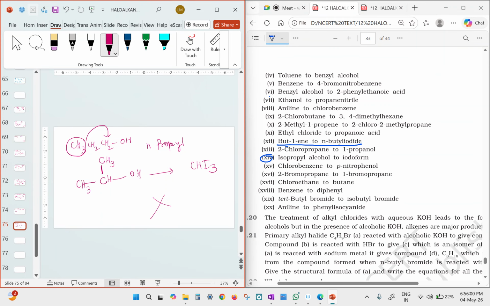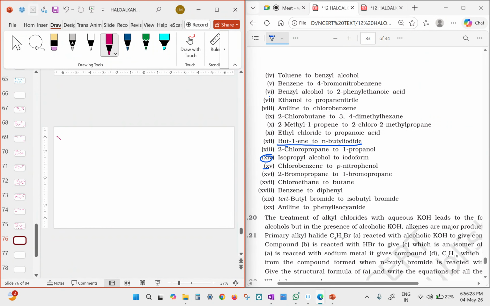I need to convert it to CHI3. Currently, let us not worry about it because this content comes from somewhere in the 3rd lesson. If you want to remember, you simply have to treat it with NaOH and I2 followed by H plus, that's all. But this is an out of context question, so leave it. When we come to the third lesson, we'll do it as the iodoform reaction. Coming to the next one, the 15th one.